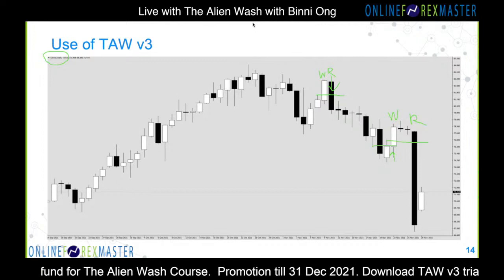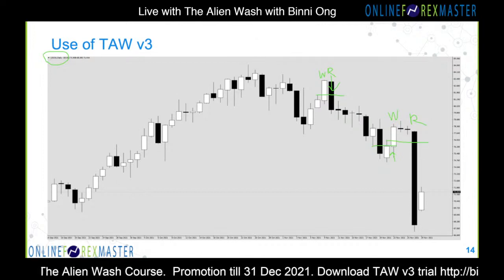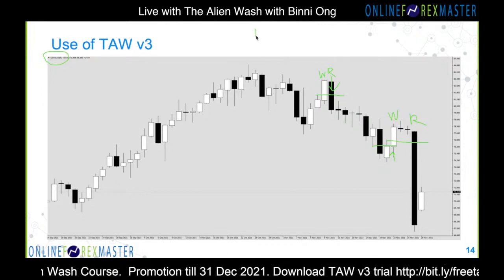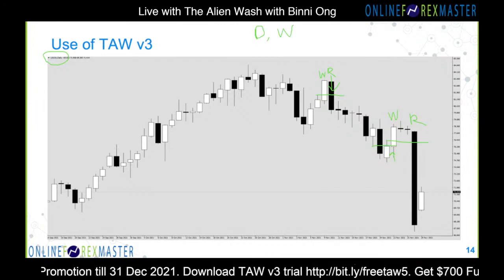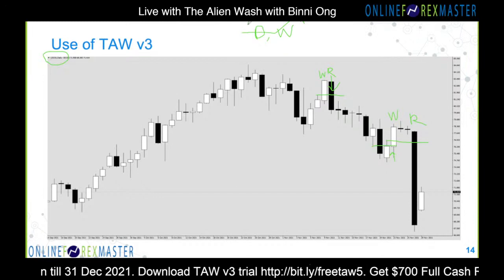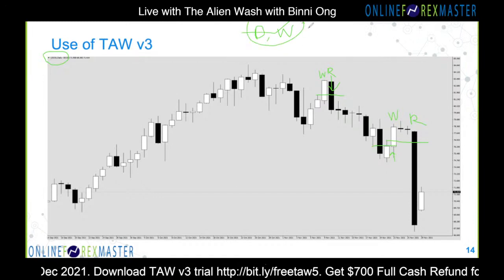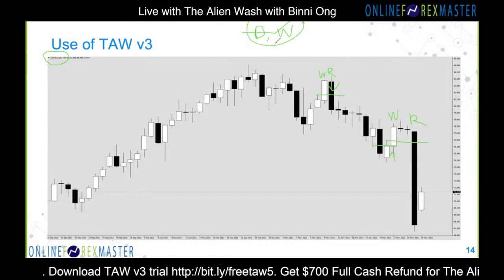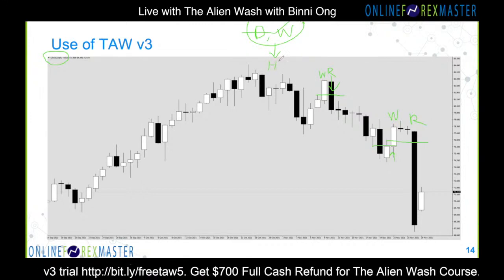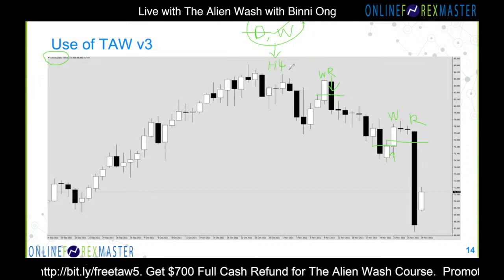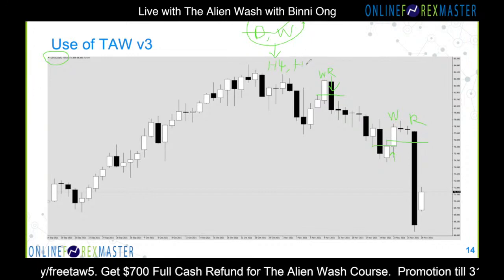the higher time frame will always be something like a day. Let me just get my pen, a day. So this is the higher time frame, or a week. We always use these two higher time frames as a guide. But we will cascade lower to trade in what we call the hourly time frame, so it can be 4 hour or 1 hour.